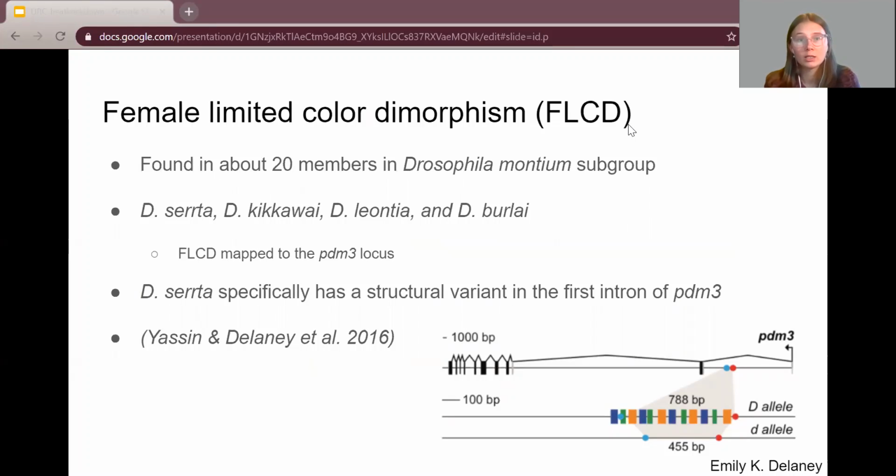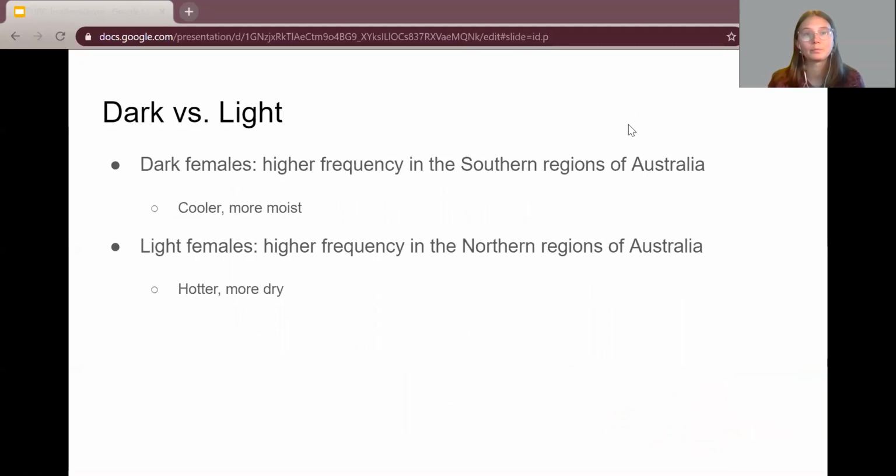Drosophila serrata, kikkawai, leontia, and burlai are distantly related in this subgroup, but FLCD was mapped to the same locus in the transcription factor POU domain motif 3, otherwise known as the PDM3 locus, which acts as a repressor of abdominal pigmentation. Serrata typically have a structural variant in the first intron as displayed in this figure. This information is from the Yassin and Delaney 2016 paper.